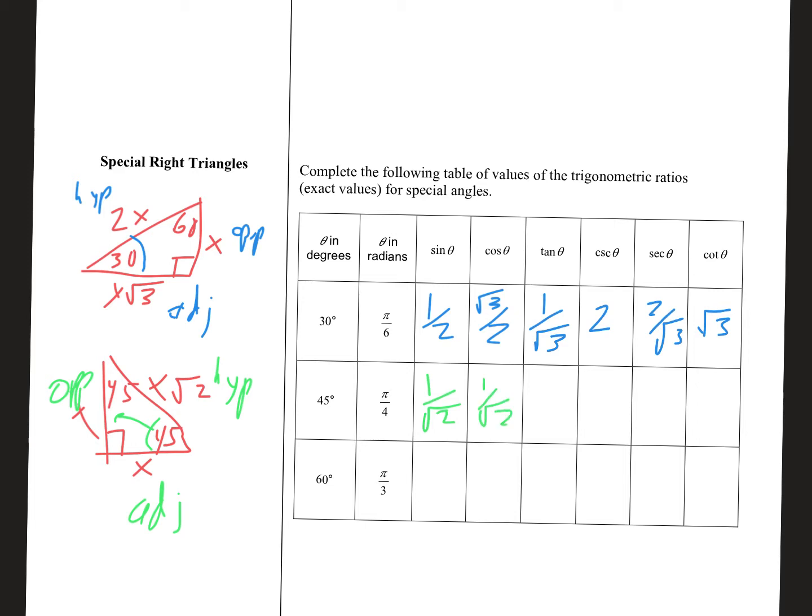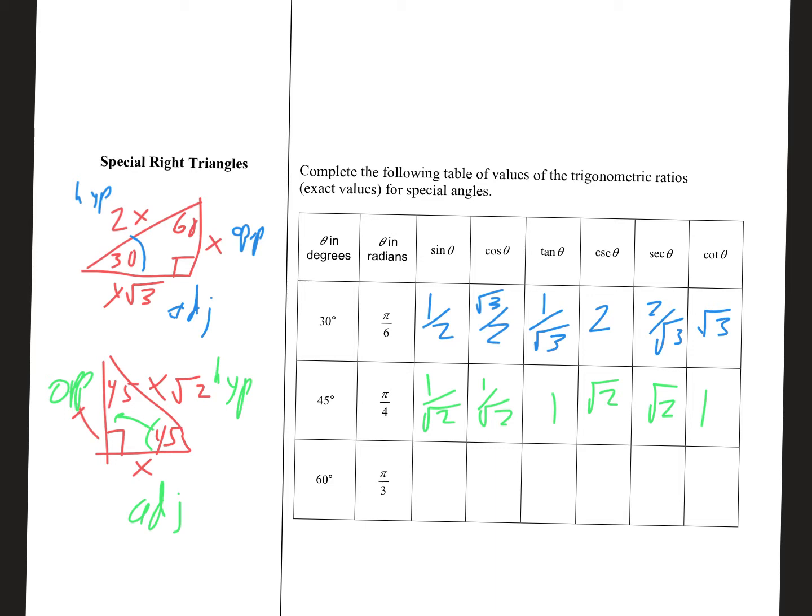For tangent, opposite over adjacent would be x over x, and anything divided by itself is obviously 1. And then the cosecant would be radical 2, the reciprocal of 1 over rad 2, and the secant would be the same. And our cotangent, the reciprocal of 1, is actually 1.